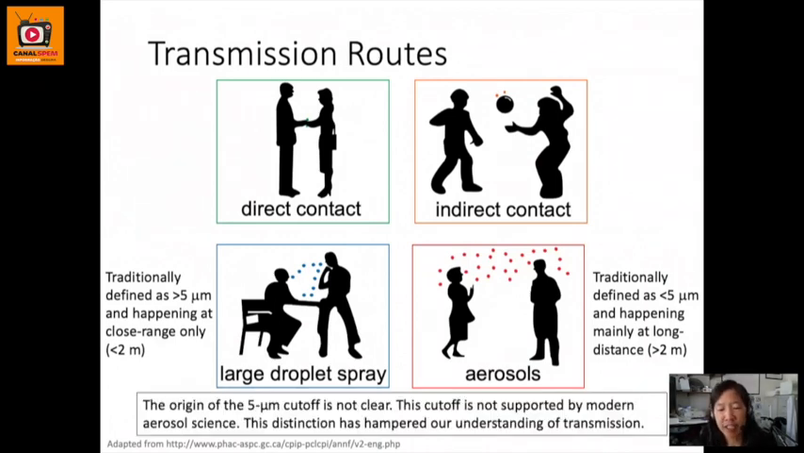The 5 micron cutoff dates to the 1950s, which point back towards a paper by Wells in 1934. Although he actually never really mentions 5 microns, he identifies a cutoff closer to 100 microns. This may come from thoughts about what size can actually reach the lungs. This cutoff, in terms of how we define these different transmission routes, is not supported by modern aerosol science, and this distinction has hampered our understanding of transmission.